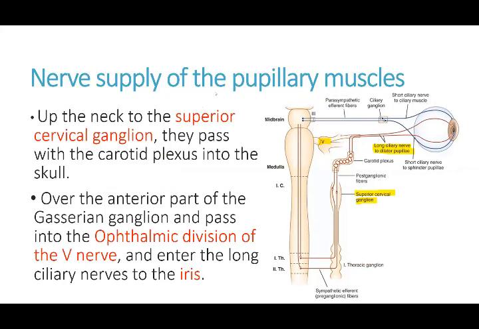Now the nerves supply up the neck to the superior cervical ganglion here, then via the carotid plexus into the skull, over the anterior part of the Gasserian ganglion, and pass into the ophthalmic division of the fifth nerve and enter the ciliary nerve to the iris here.